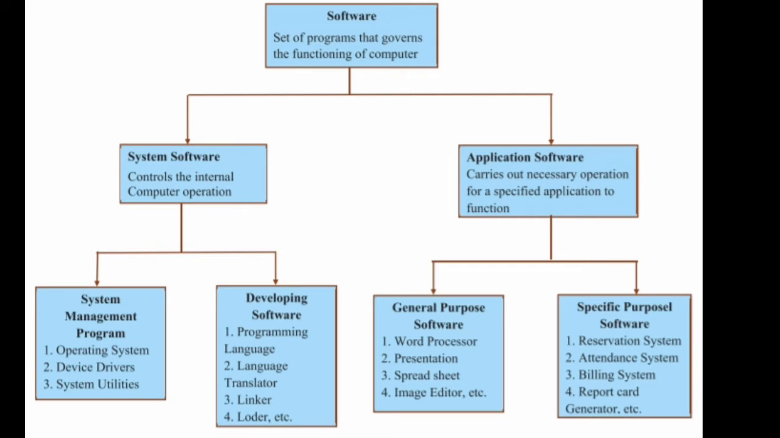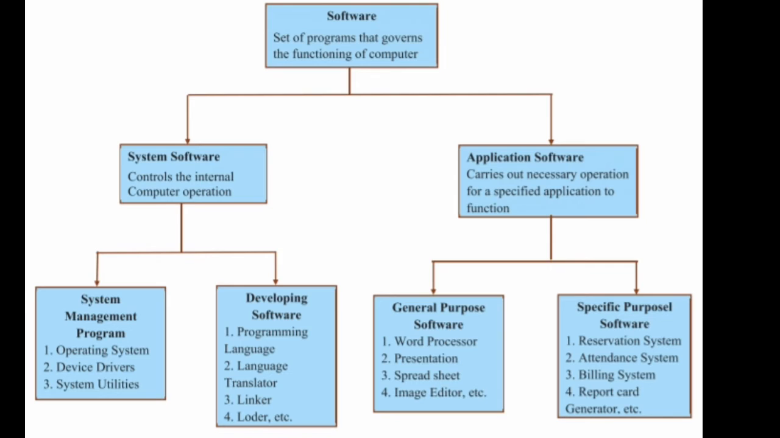Application software is divided into two, general purpose software and specific purpose software. First, general purpose software. First one, word processor. Second one, presentation. Third one, spreadsheet. Fourth one, image editor, etc. Next, specific purpose software. First one, reservation system. Second one, attendance system. Third one, billing system. Fourth one, report card generator, etc.